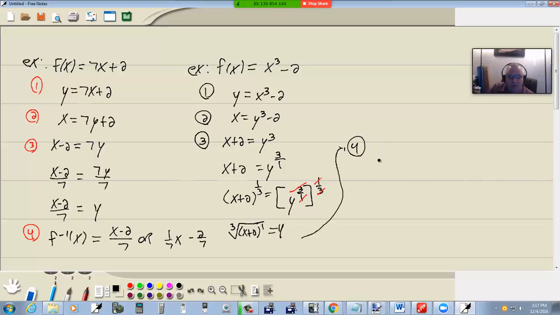And then step 4, replace y with your inverse notation. We have the inverse of f is equal to the cube root of x plus 2. And that would be our answer.